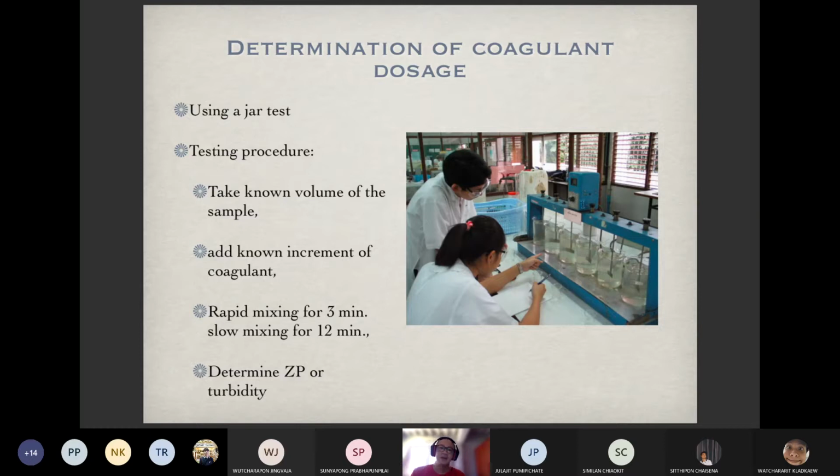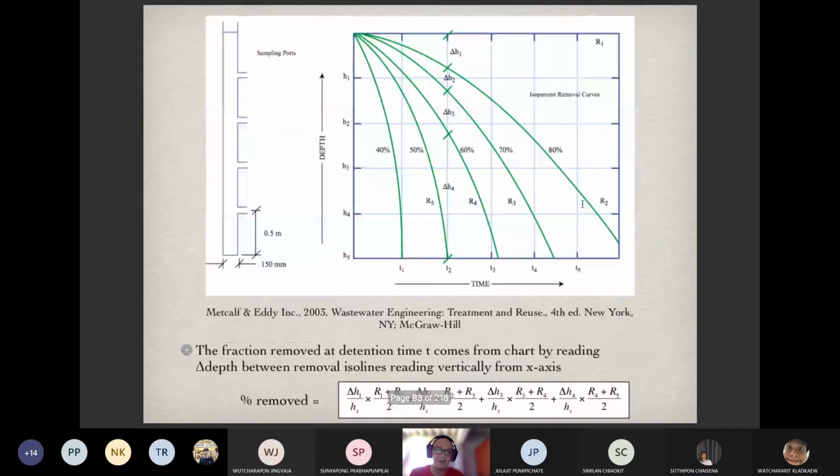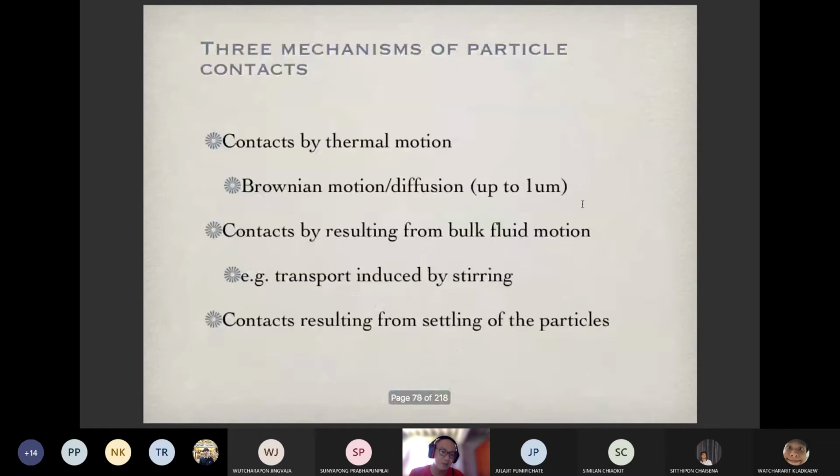Okay. The coagulation process is the process we use to destabilize the colloidal particles. We need to bring the chemicals to reach each individual particle within a very short period of time.